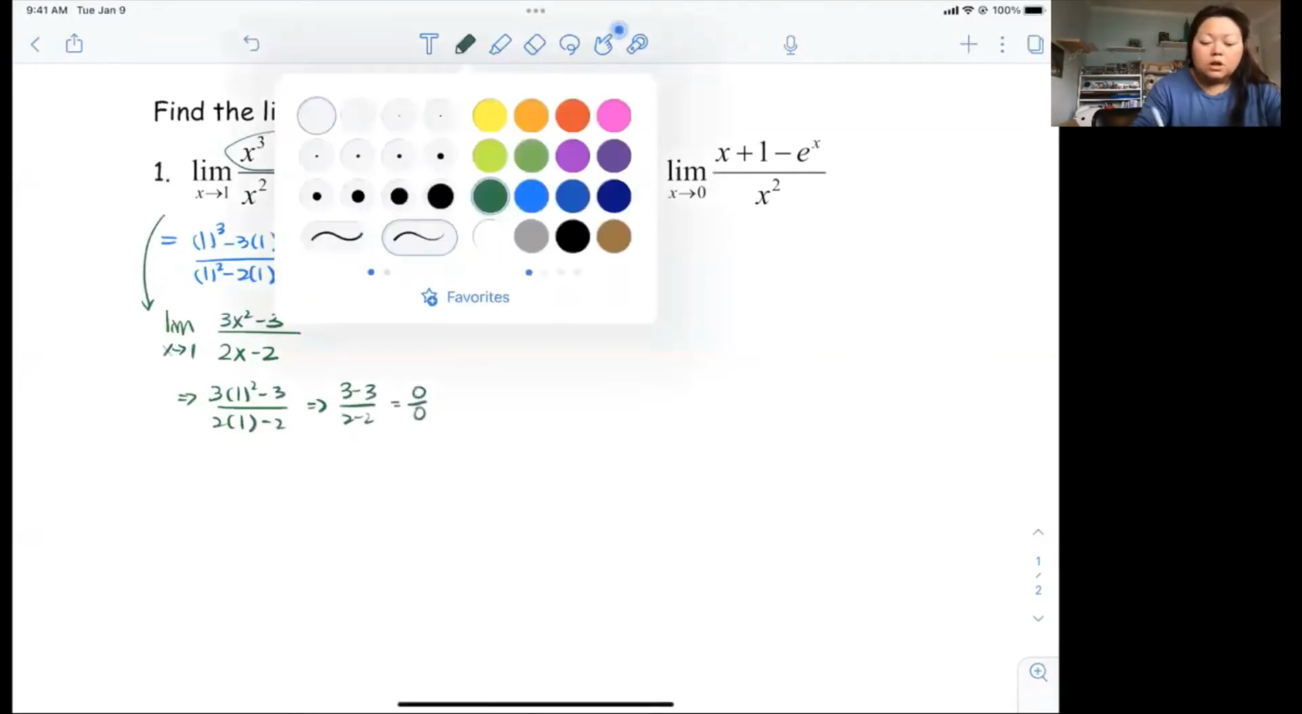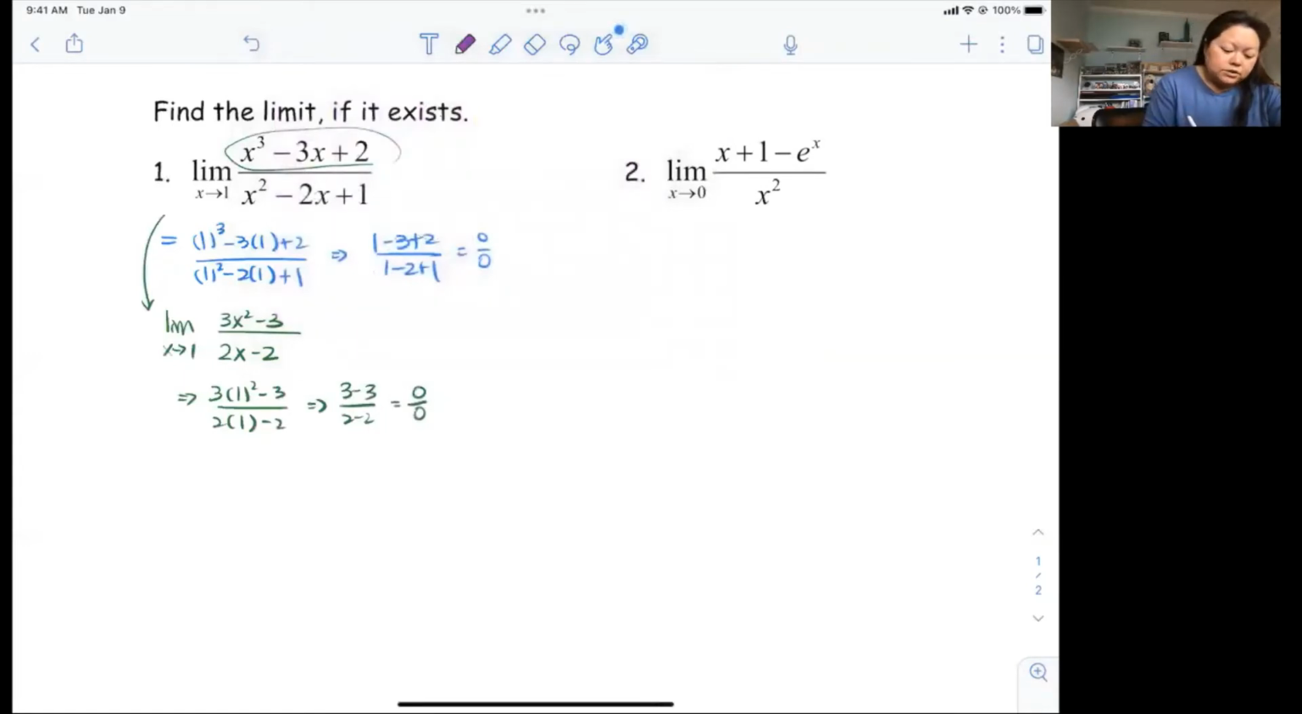Again, no worries. L'Hopital says, do it again. Take the derivative once more. So limit as x approaches 1. The derivative of the top becomes 6x. The bottom derivative becomes 2. You plug in the 1, you get 6 times 1 over 2.